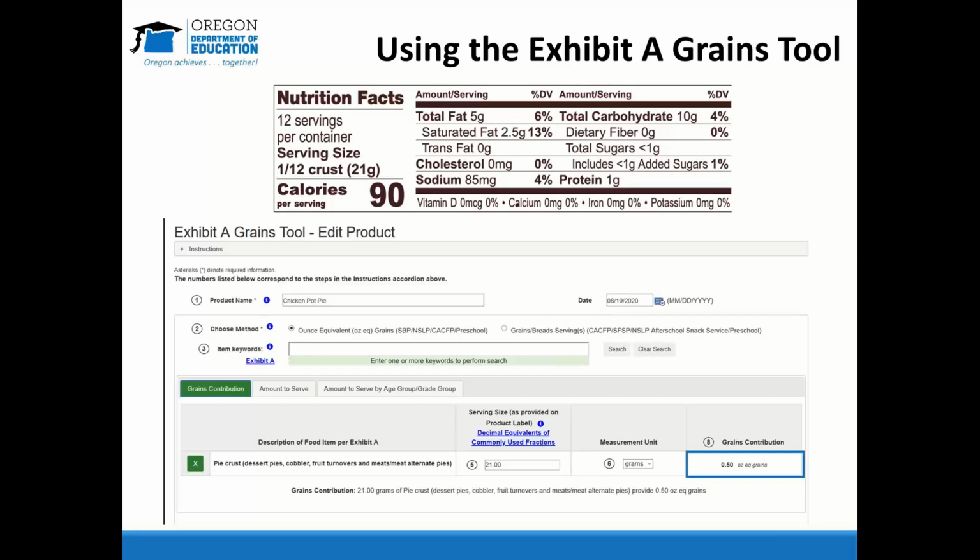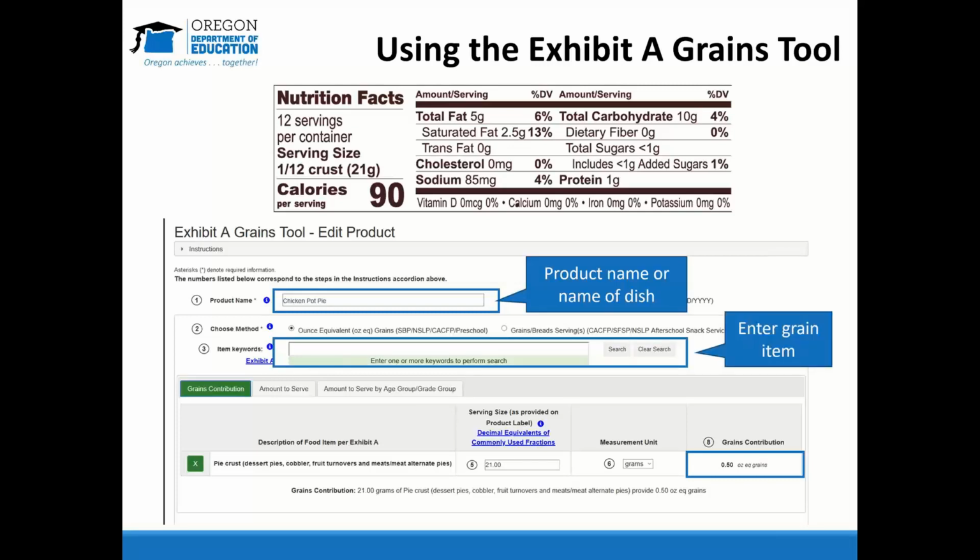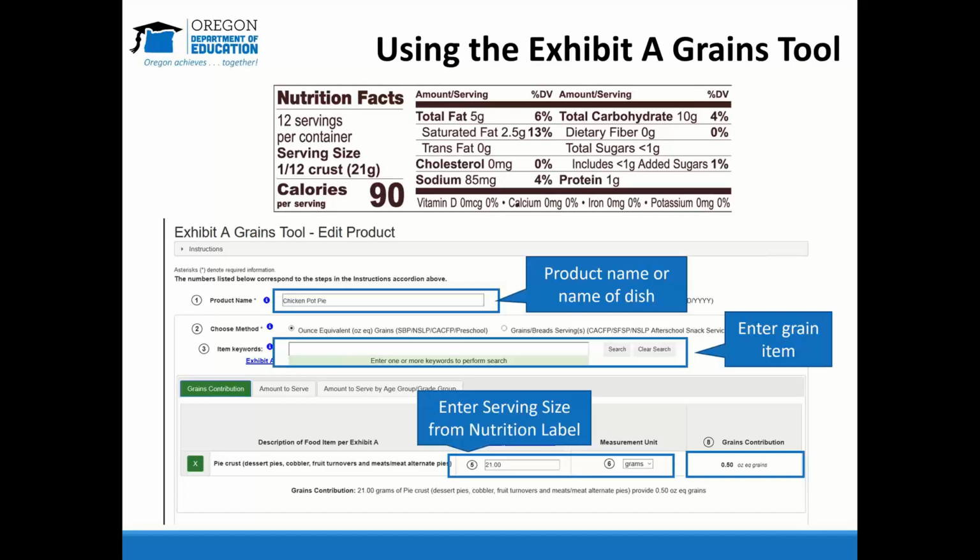start a new item. And it'll look like the image on the bottom that says Exhibit A grain tool, edit product. And all you have to do is enter in your product name, type in the keyword for the grain item, for example, pie crust, if you wanted to search for chicken pot pie. And the name will pop up at the bottom here.